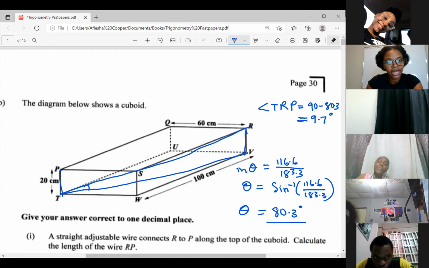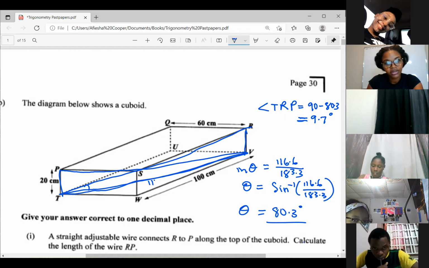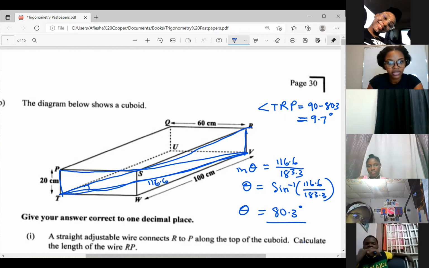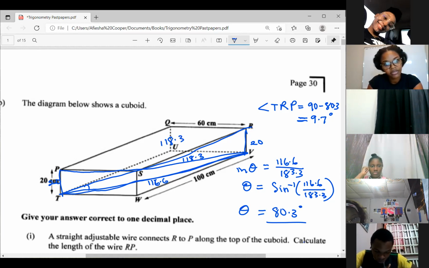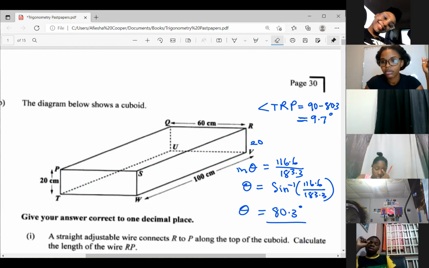So if we go down here, it will actually be PVT, because we could go down this way and come back this way. It will be the same. Because this bottom here will be 116.6, the top here would be 118.3, and this will be the 20. Same reverse. Up here is 118.3, down here would have been 116.6. So it will be PVT. Everybody understand that, or should I go over that again? Miss, could you go over it again, please?